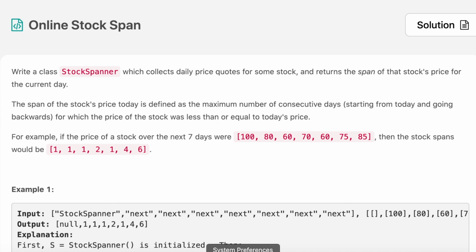For example, if the price of the stock over 7 days was 100, 80, 60, 70, 60, 75 and 85, then the stock span will be equal to 1, 1, 1, 2, 1, 4, 6. And how is this working? So let's move on to pen and paper. Let's see how this is working and how we can solve this question. After that we will see the code.